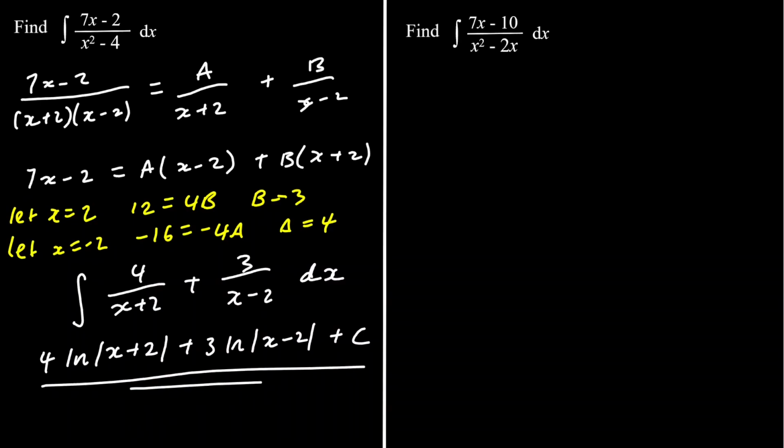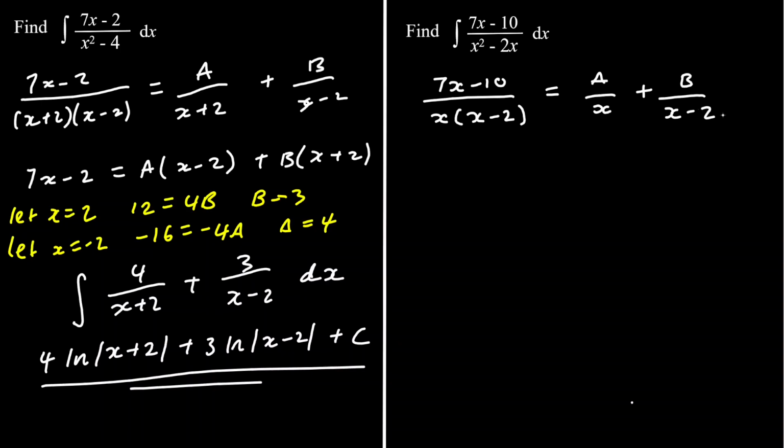One for you to try. Pause the video, give it a go. So we want to factorize the denominator first. So 7x minus 10 over x times x minus 2. And we're going to rewrite it as a over x plus b over x minus 2. So 7x minus 10 equals a times x minus 2 plus b times x.